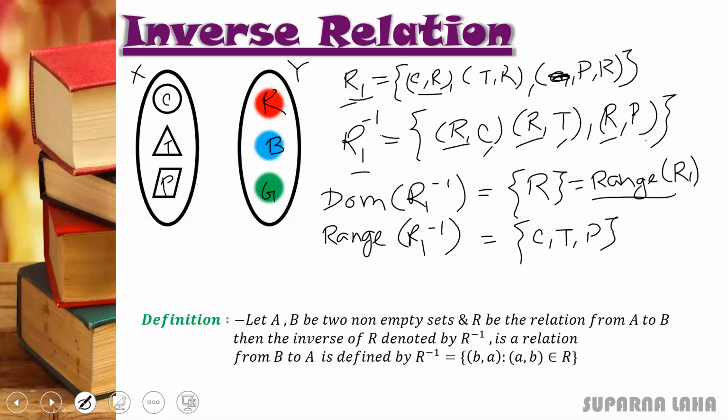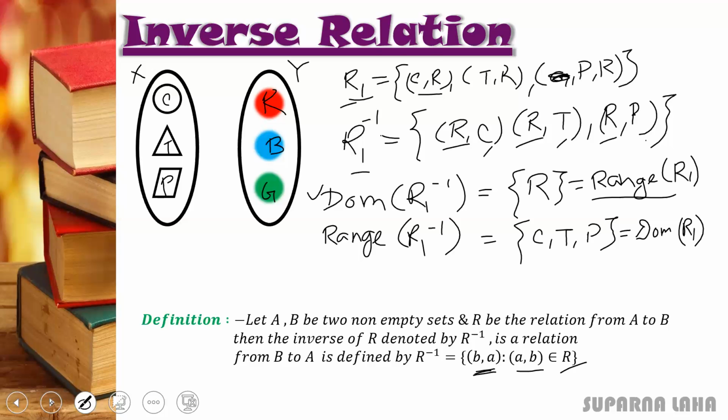Now the range for R1 inverse is what? The domain of R1. Check the previous one; you already know the domain and range for R1. So that means the domain and range will interchange whenever we find the inverse. So (B, A) belongs to R inverse. The elements of R inverse should be of the (B, A) type, where (A, B) type elements belong to R. This concept will be clearer when we solve some problems.